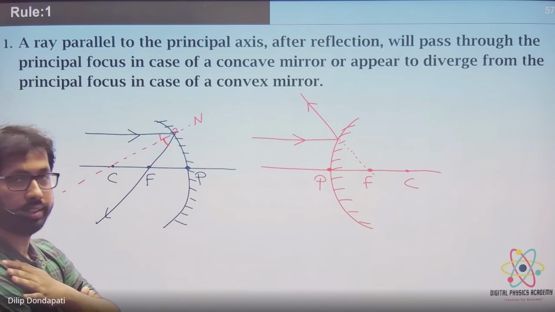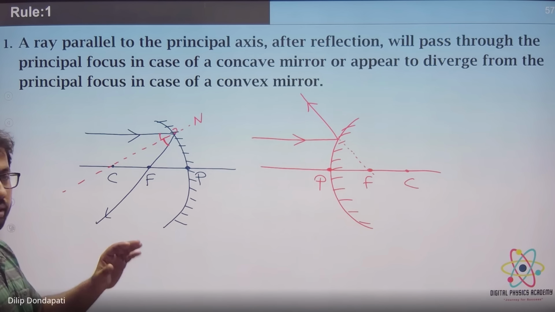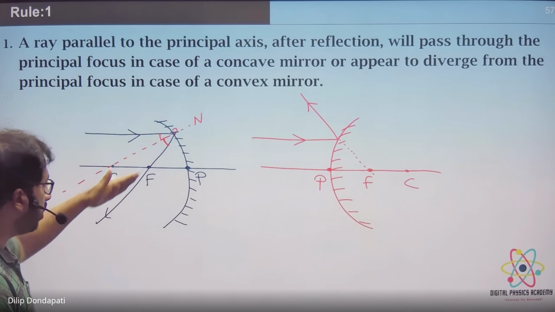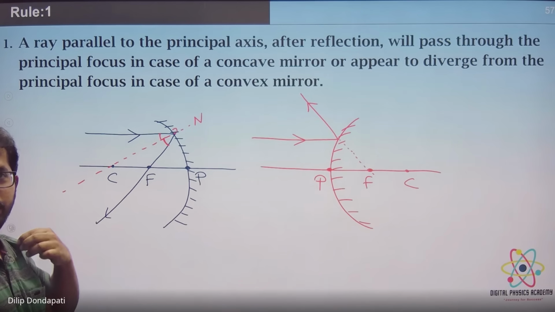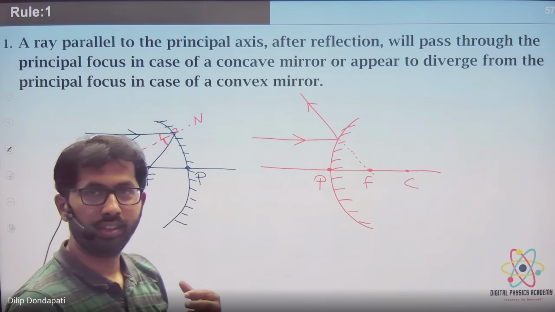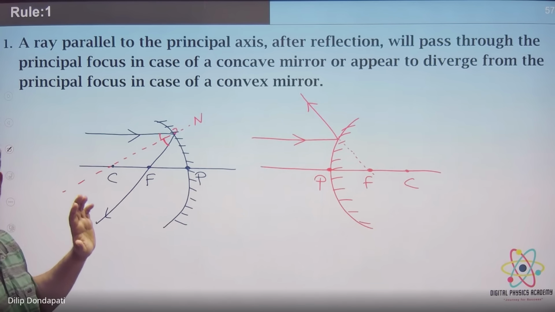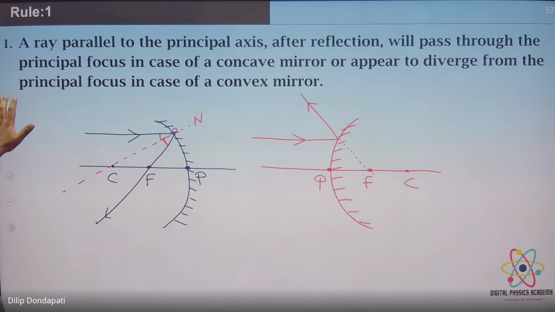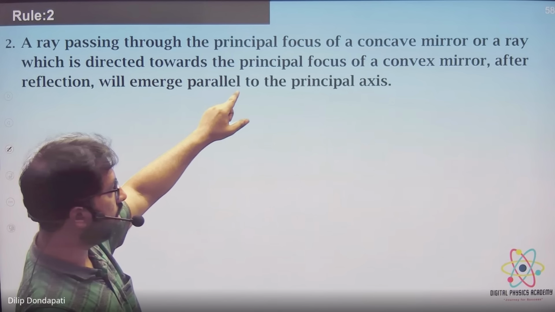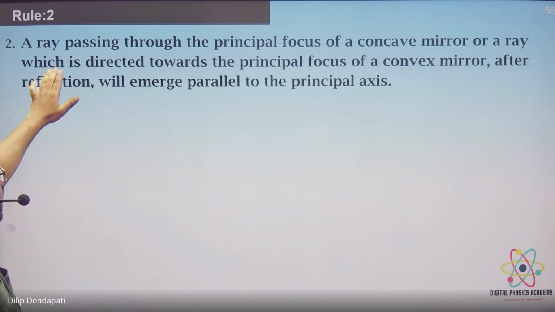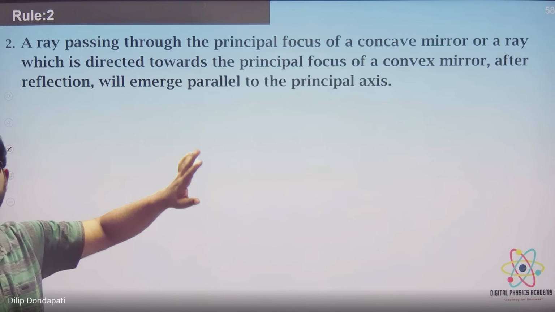The second rule is the converse of this. What is its converse? This one is a ray parallel passing through focus; its converse will be: a ray passing through focus will be parallel. Yes, that is one. Okay, done? Write the second one: a ray passing through the principal focus of a concave mirror, or a ray directed towards the principal focus of a convex mirror, after reflection will emerge parallel to the principal axis. Write first.